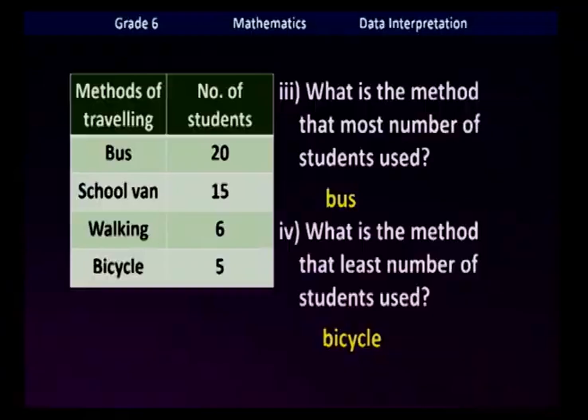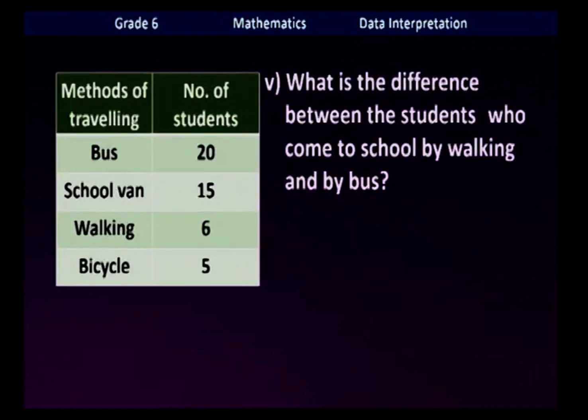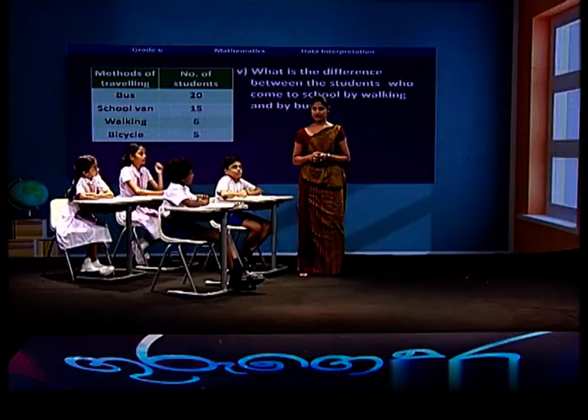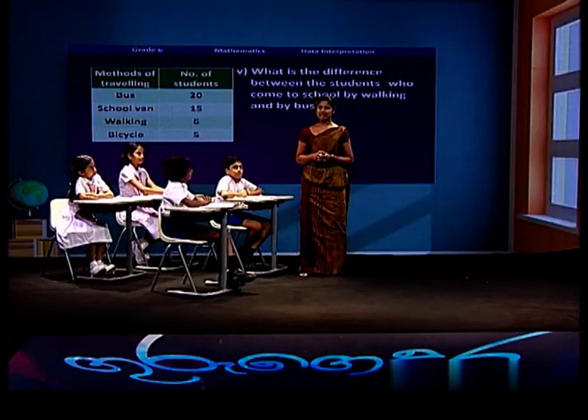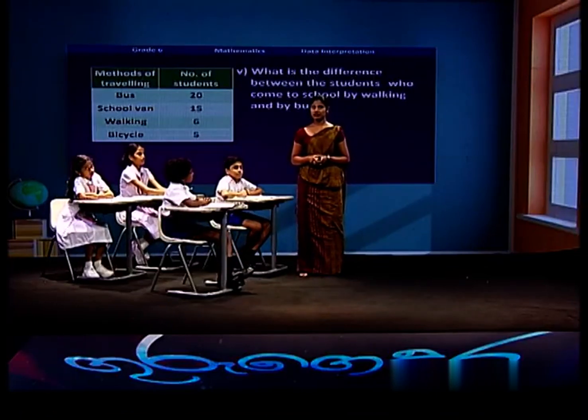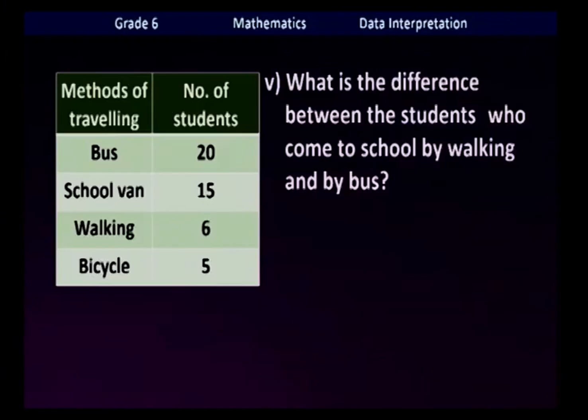You can see the smallest number, that is 5. Then 5 students represent the method of traveling by bicycle. What is the difference between the students who come to school by walking and by bus? You have to take the difference here. Read this question very carefully. Come to school by walking and by bus.